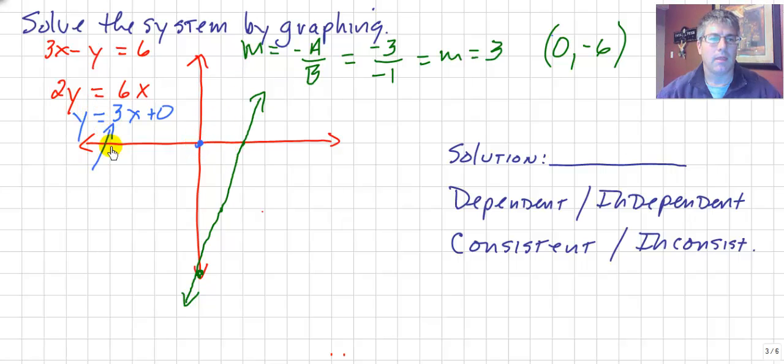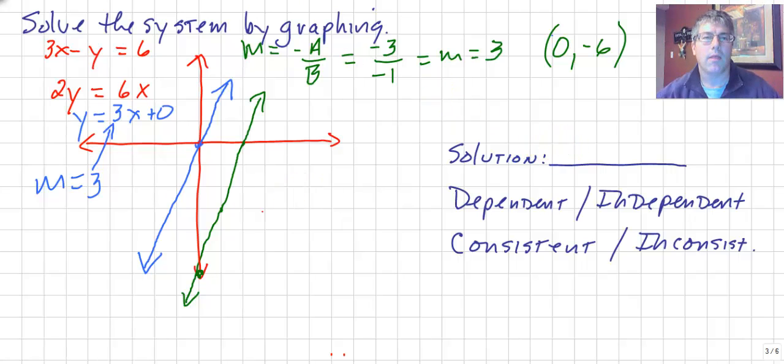Wait a minute. This one has a slope of 3. Both lines have a slope of 3. They have different y-intercepts. These two lines are parallel. These two lines are not going to meet. They have the same slope. So we are done graphing. There is no solution for this. There's no ordered pair that'll satisfy both the green line and the blue line.